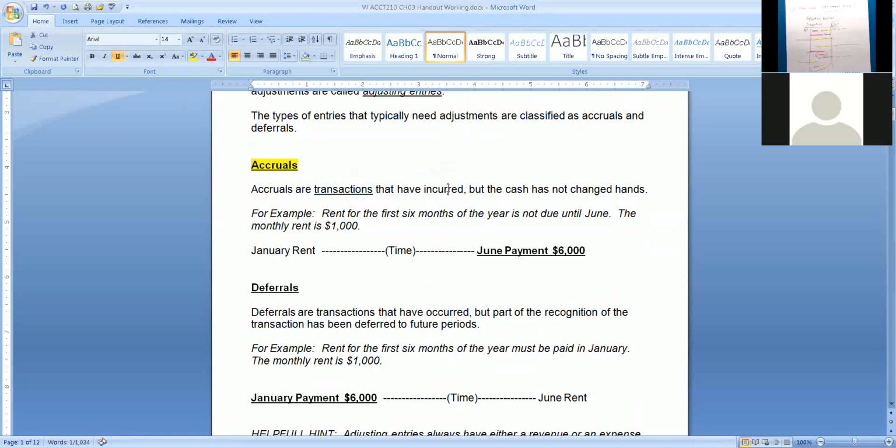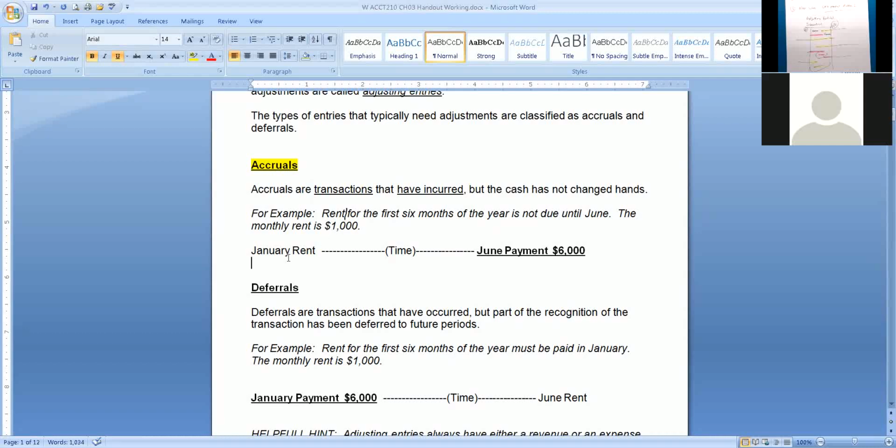So it's not "have been occurred," but they have occurred, but the cash has not changed hands yet. Okay, so for example, let's say that the rent is 6-month rent. But in order to get you in the place, the owner says, okay, you don't have to pay me until June. So this would be an accrual. The accrual is that the cash has not changed hands.